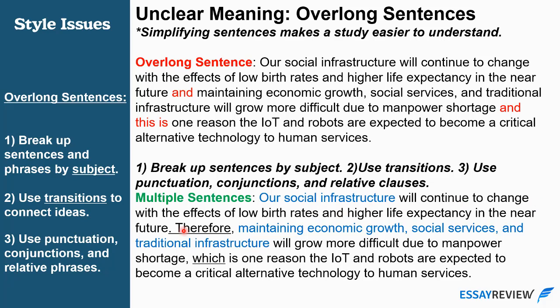Our social infrastructure will continue to change with the effects of low birth rates and higher life expectancy in the near future. Okay, that's one statement. Then you have a transition. Therefore, maintaining economic growth, social services, and traditional infrastructure will grow more difficult, which is one reason the Internet of Things and robots are expected to become a critical alternative.